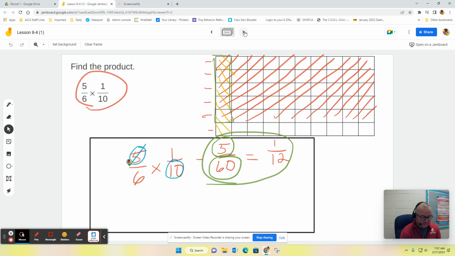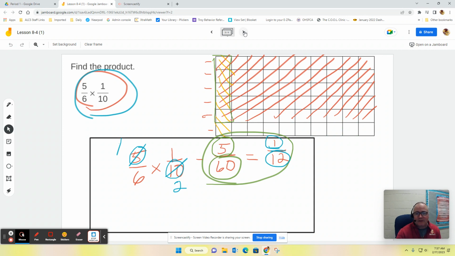So 5 goes into 5 once, 5 goes into 10 twice. 1 times 1 is 1. 2 times 6 is 12. There's my 1/12. So as you're working today, you're going to get a bunch of models. If you need help interpreting the models, my suggestion to you would be do the multiplication first. See if you can figure out what the answer is and see if you can match your answer with the model.